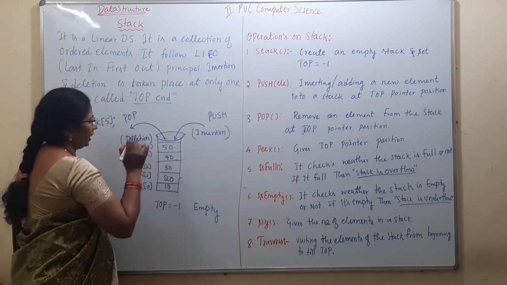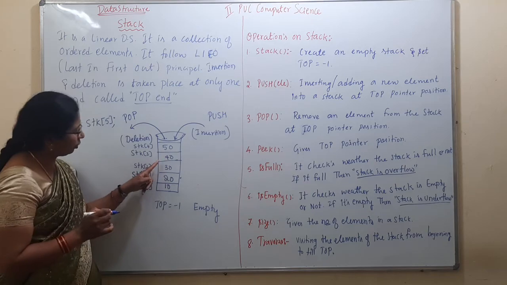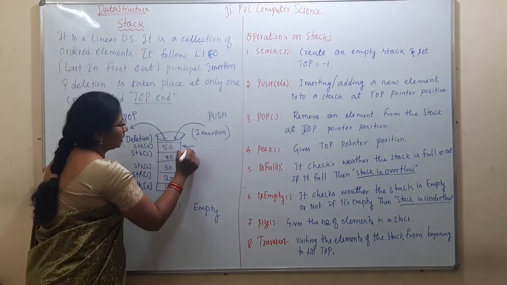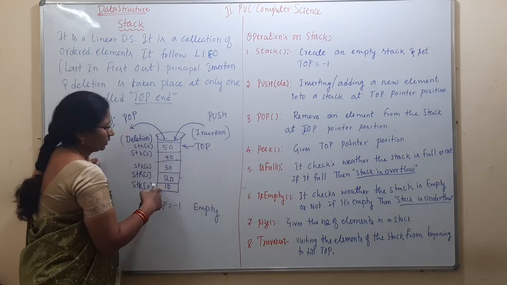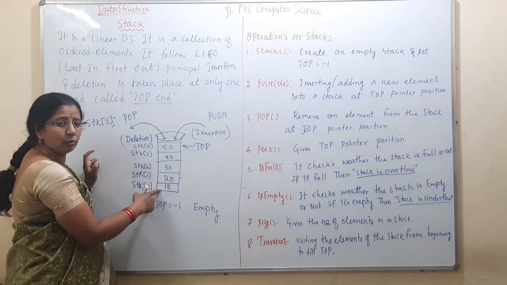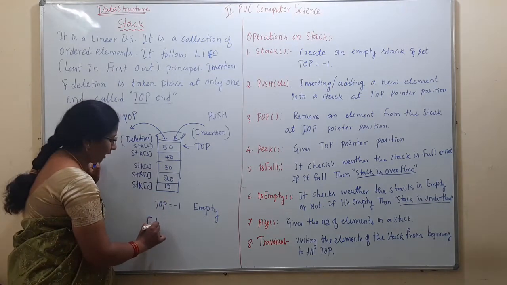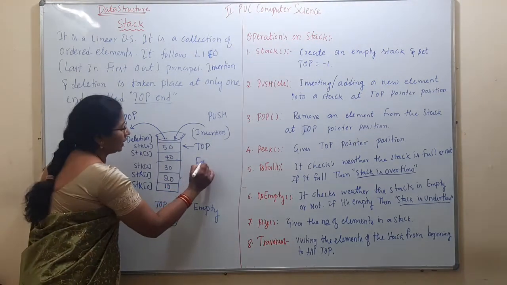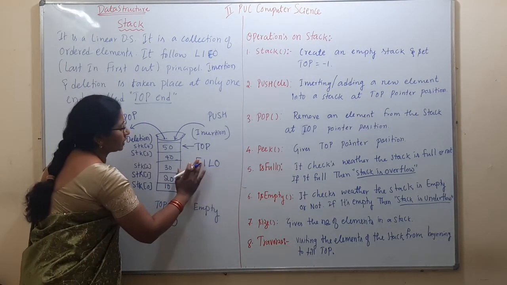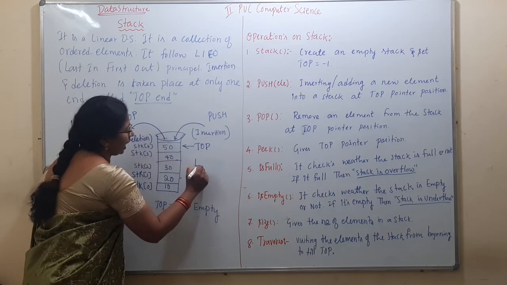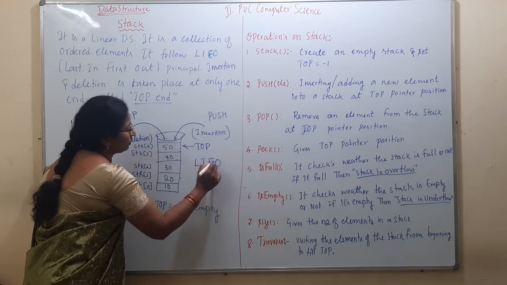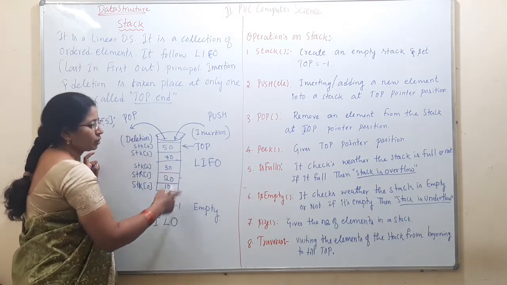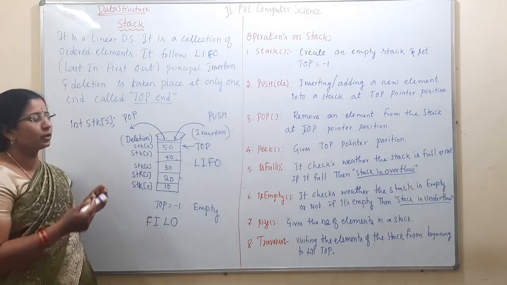Until the elements 50, 40, 30, 20 are removed, it is not possible to remove 10, which is the first inserted element. The first inserted element is removed last, and the last inserted element is the first one out. Either first in last out or last in first out, both are the same. Any one principle you can apply here.